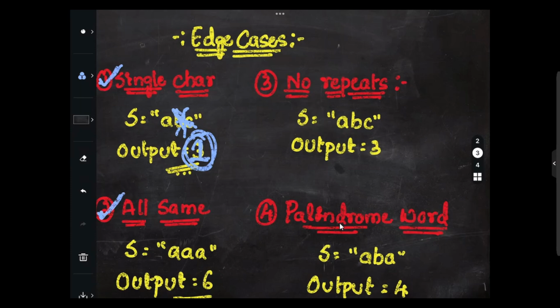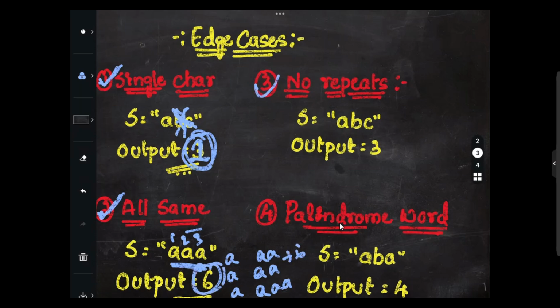Let's go with the second edge case: all same, meaning all the characters are the same. Here we have 3 characters, length is 3, and all are A. The palindromes that can be formed are the single A's, 1, 2, 3 separately. Then the first two we can consider A A, then the second and third A A, then finally all three A's. So these are the palindromes, totally 6.